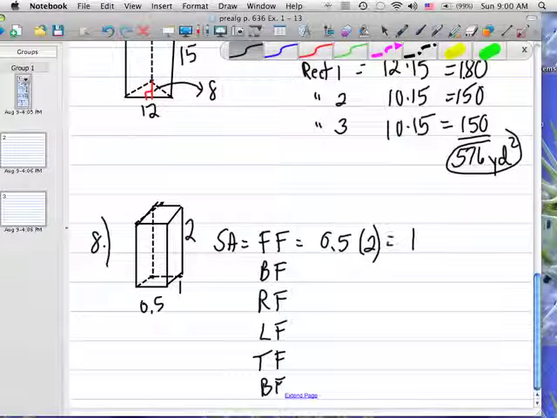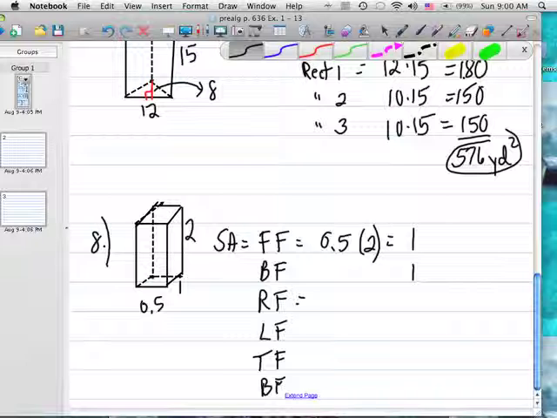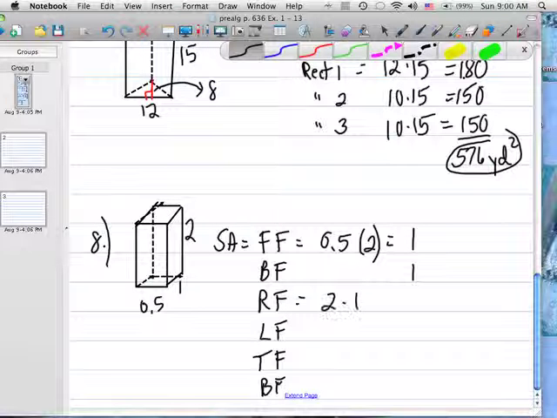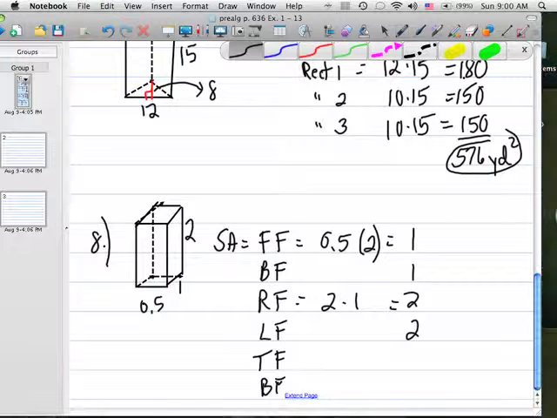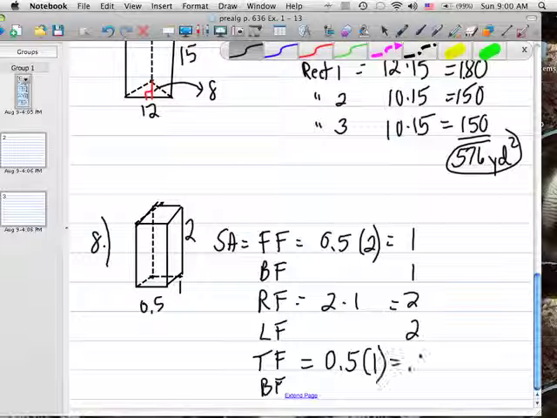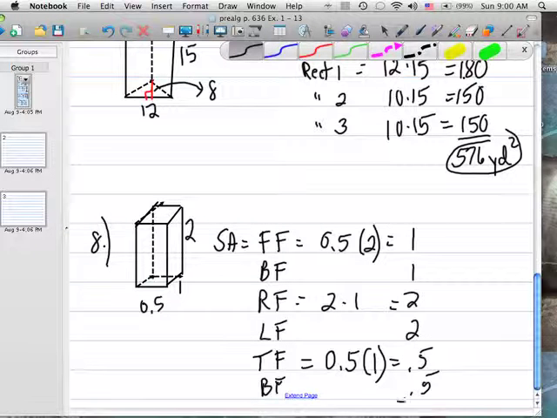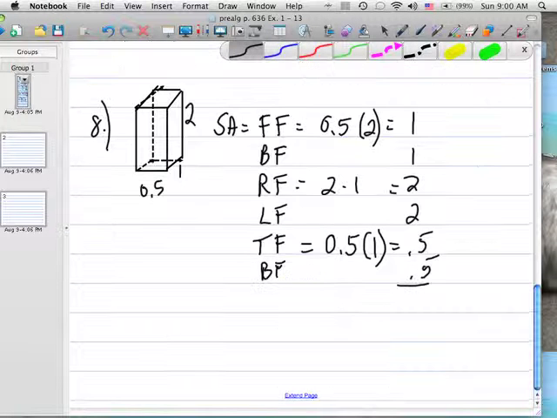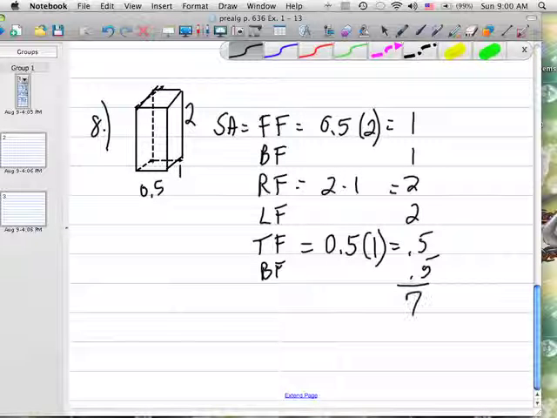Which gives us 1. The back face is the same, 1. The right face is 1 by 2. That gives us 2. And the left face is the same. The bottom face is 0.5 times 1, and the same as the top. So that gives us 0.5 and 0.5. So if we add that up, 1 and 1 are 2, 4, 6, 7, so that gives us 7 millimeters squared.